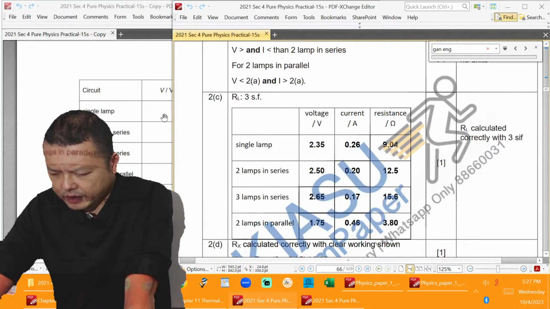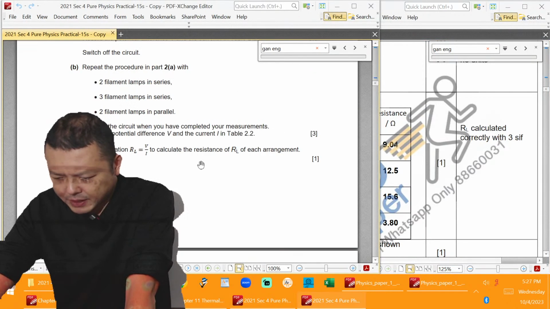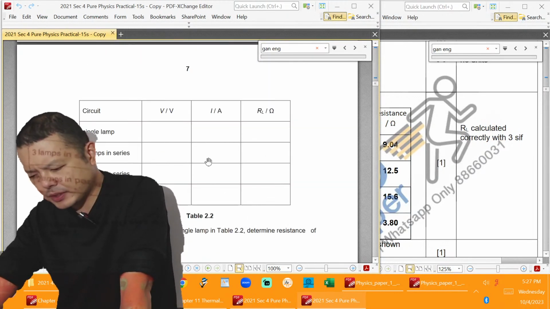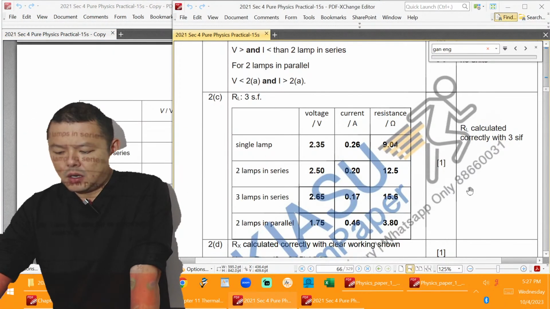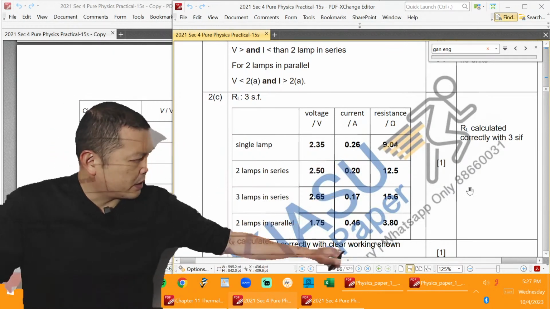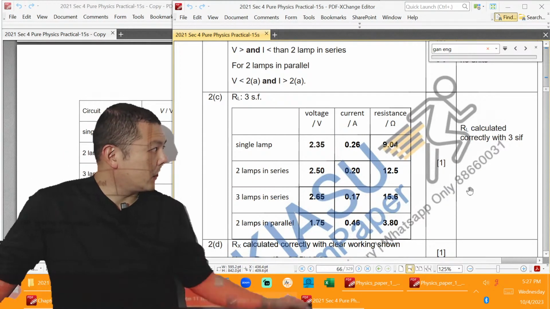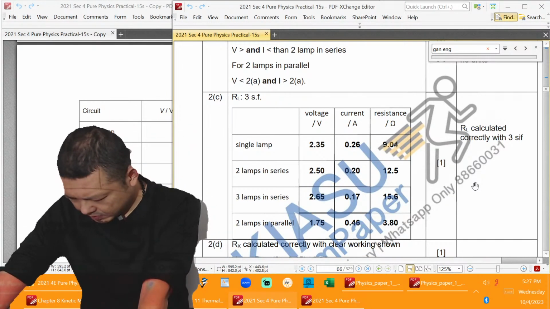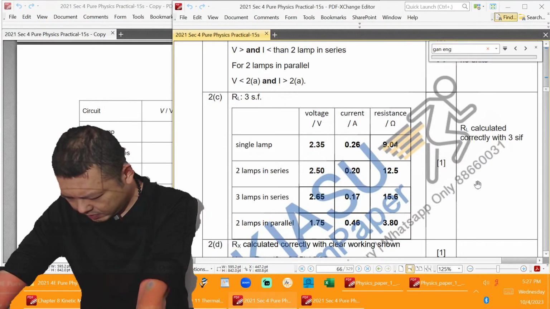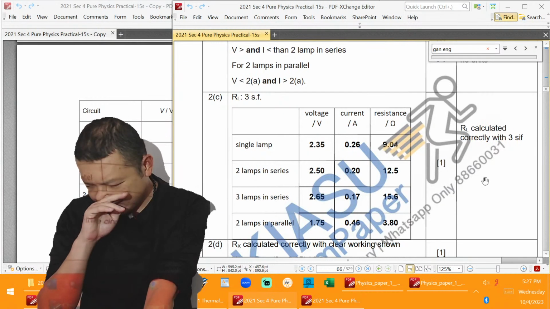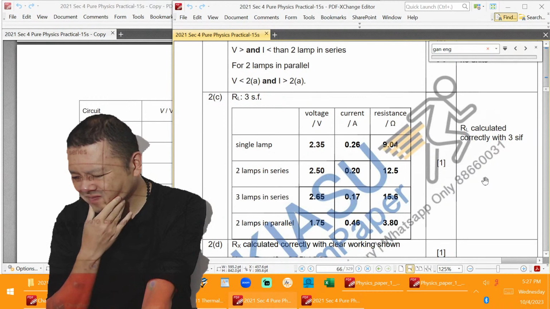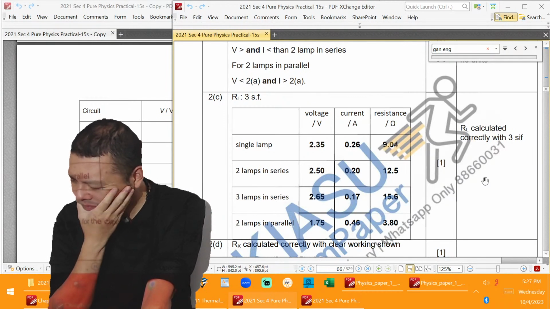Down here, right? Not on the question paper, right? So why are we not using 2SF here? Because all these current values are 2SF, right? And these are all 3SF. So why is this 3SF? I think it's for more detail.